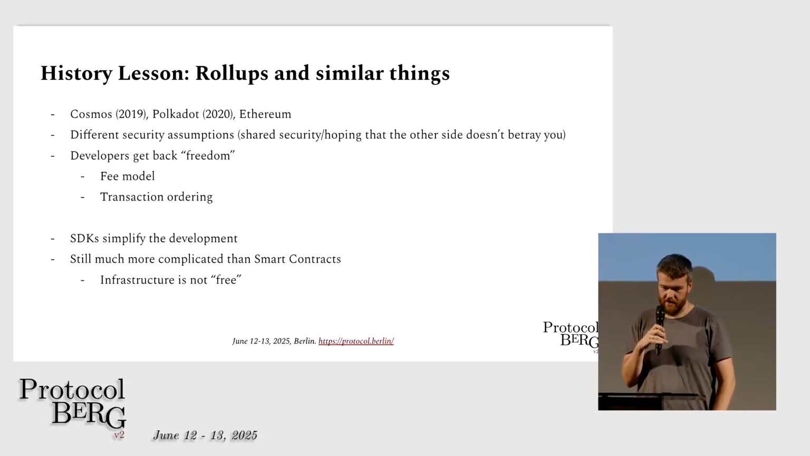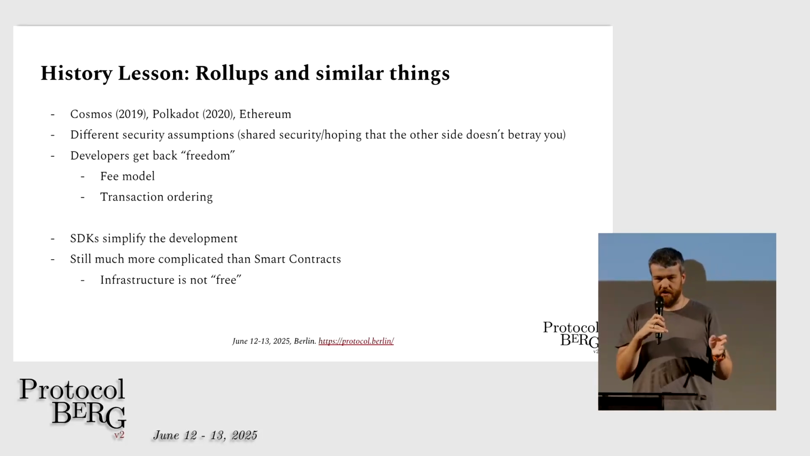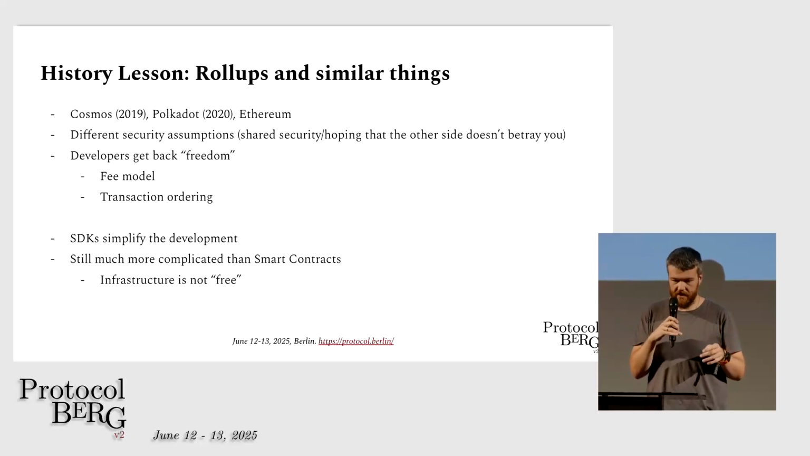Then there was, or is, Polkadot with parachains, and parachains are similar to ZK rollups because the validator set is actually checking the state transition of your parachain, in Polkadot's case, or you prove it and verify your ZK proof. All these things have different security assumptions.